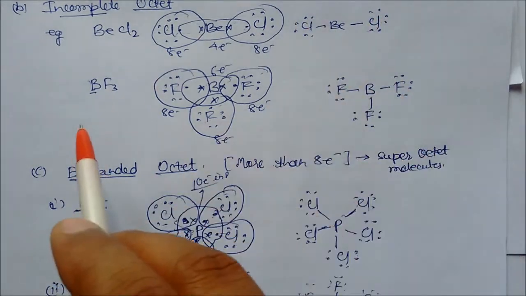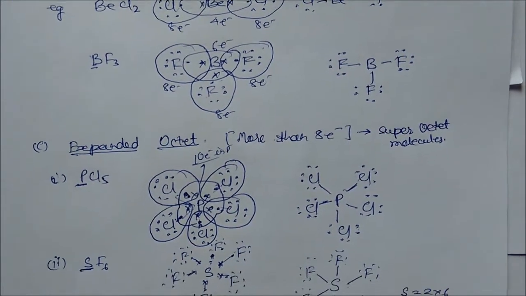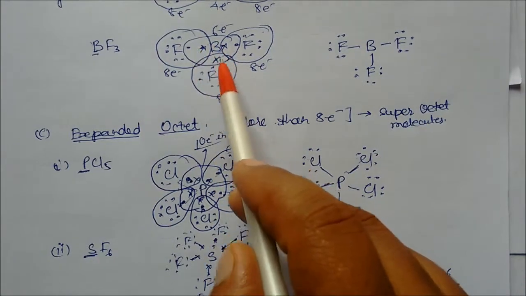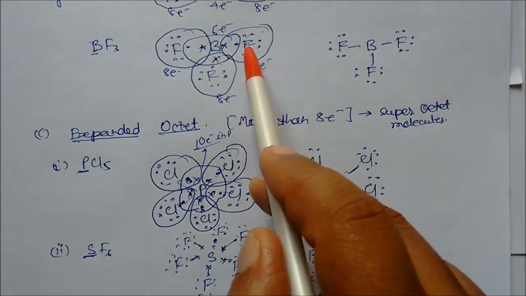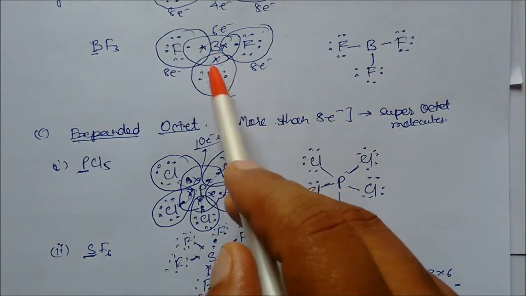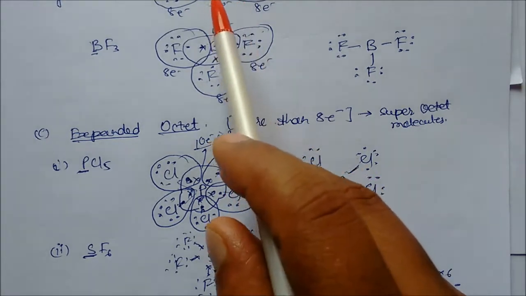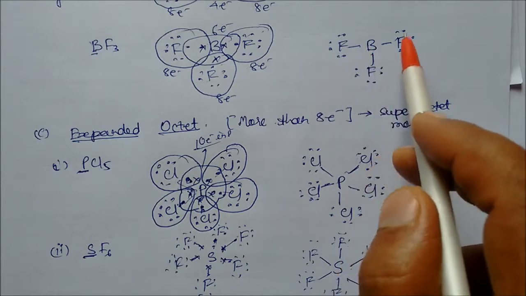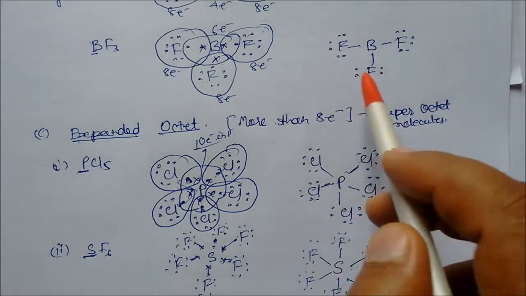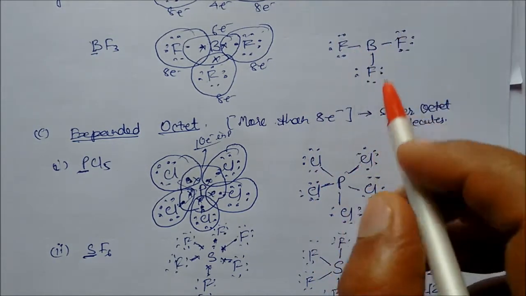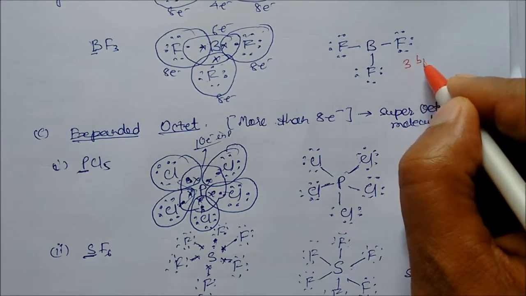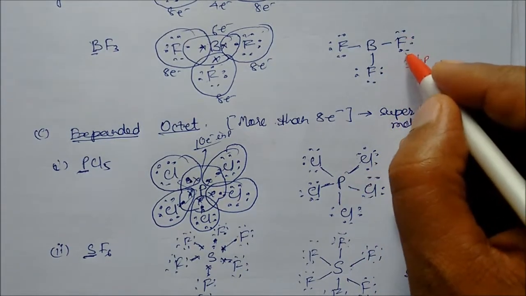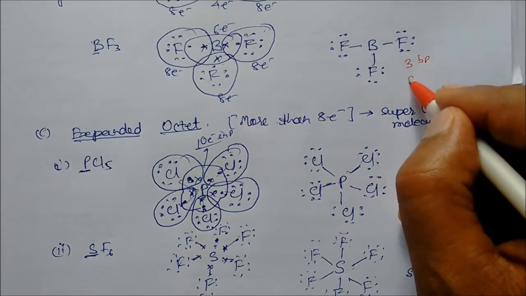Chlorine, chlorine. Similarly, BF3: boron has 3 electrons in the valence shell, so it can share the 3 electrons with the fluorine. So it has a total of 6 electrons, unlike beryllium, which has 4 electrons. So with 6 electrons, we can see the diagram. Each fluorine has 8 electrons. The total bond pair is 3. And the lone pair will be 3 for each fluorine, 3 into 3, 9. So 9 will be your lone pairs.